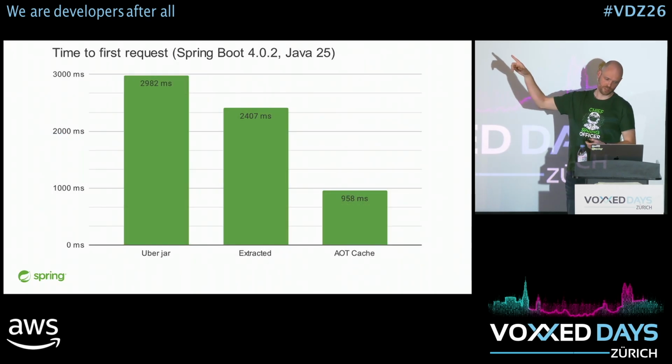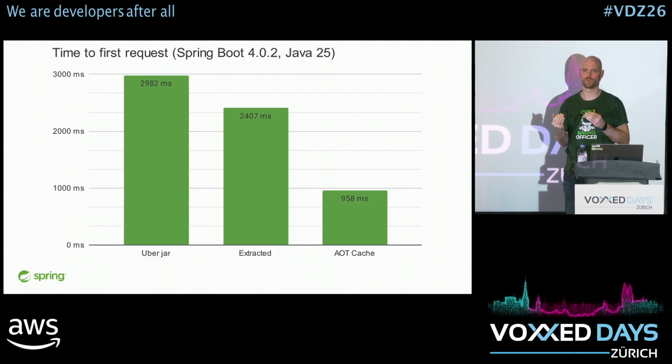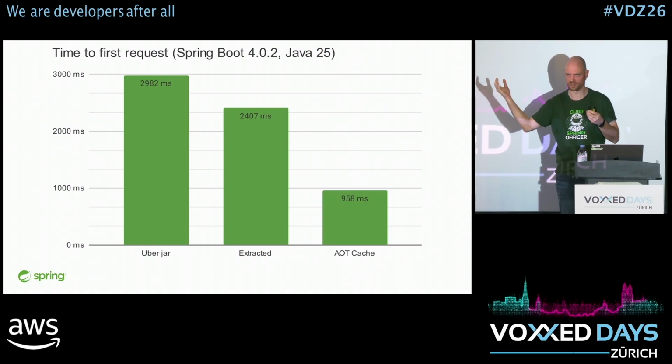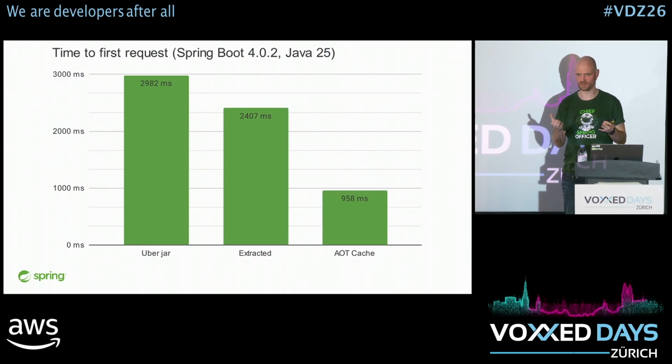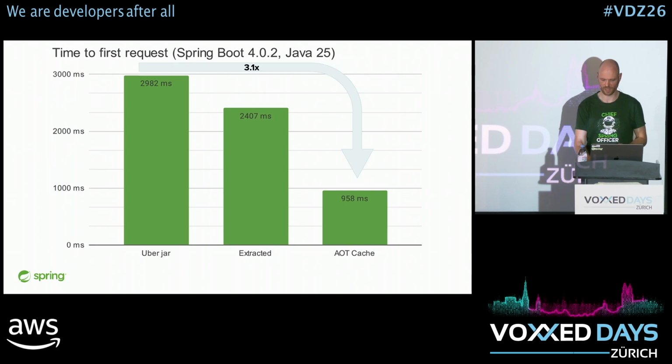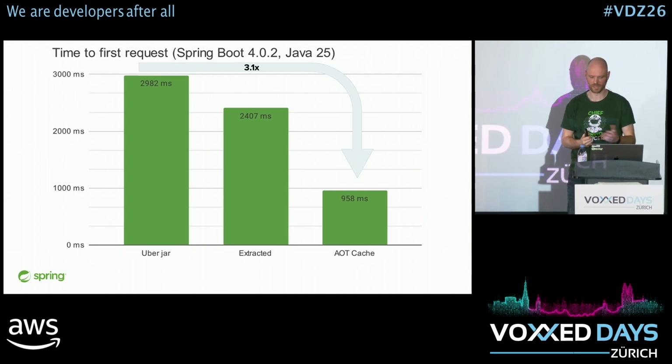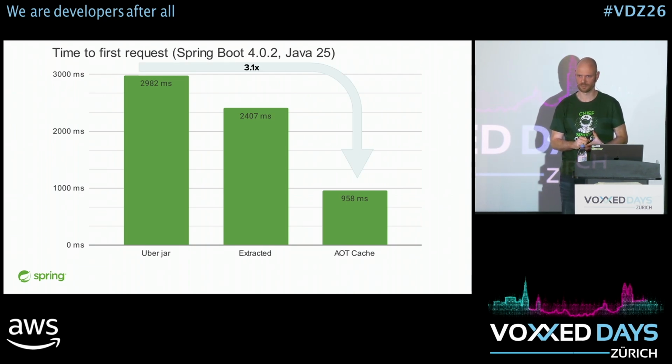I use time to first request in this benchmark here. Time to first request is not the startup time. Time to first request is the time until the web server answers the first request which I send it. This is always longer than the startup time. And with that, you can't hide latencies by doing everything lazy, because this uses all the machinery. So we are down from essentially 3 seconds to 0.958 seconds, which is a speedup factor of like 3.1x.